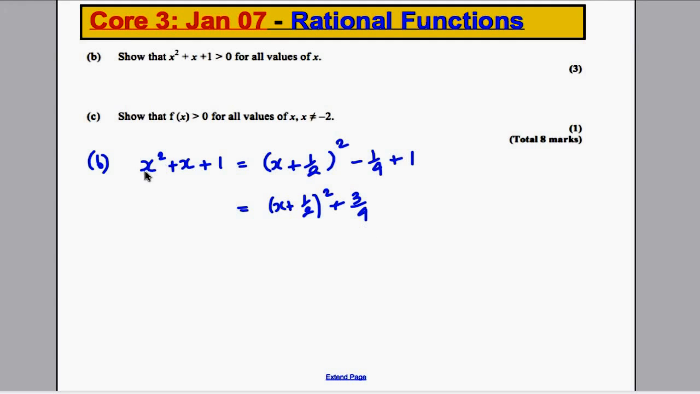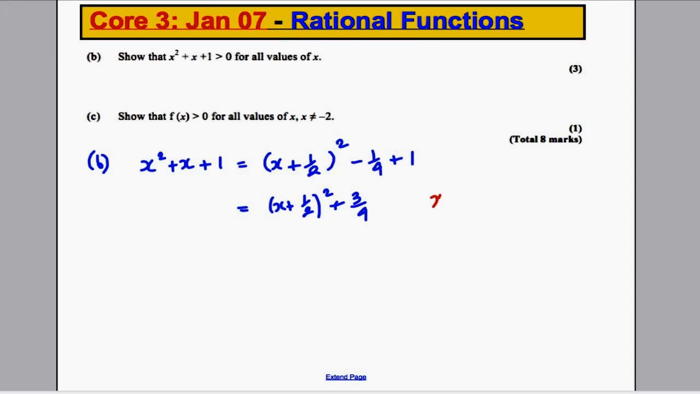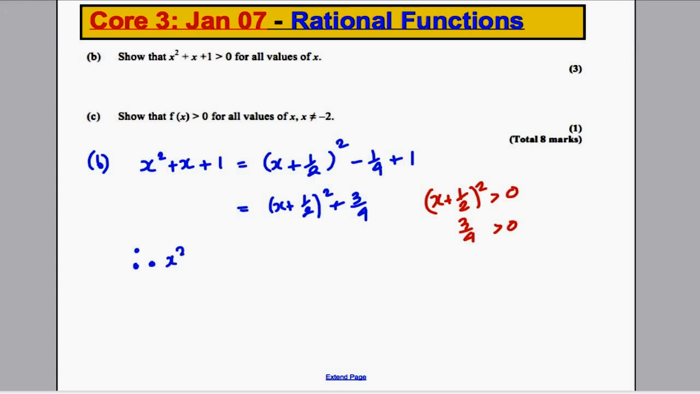Now, how does that show us that x squared plus x plus 1 is bigger than 0 for all x? Well, it's quite straightforward here. X plus a half squared is definitely bigger than 0. Okay? Because it's a square number. Anything squared is bigger than 0. And 3/4 is certainly bigger than 0. It's 3/4. So therefore, this whole thing is bigger than 0. Therefore, clearly, x squared plus x plus 1, which is the sum of two things bigger than 0, must be bigger than 0.